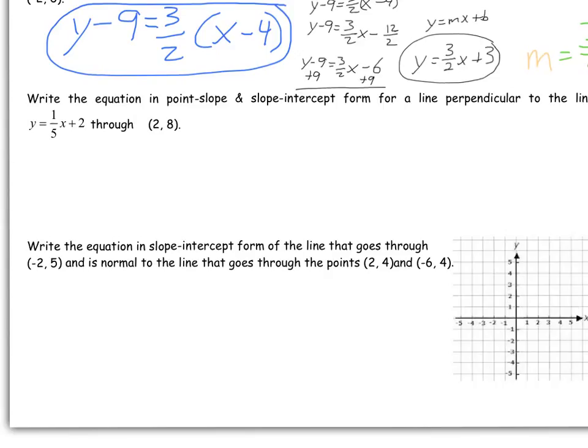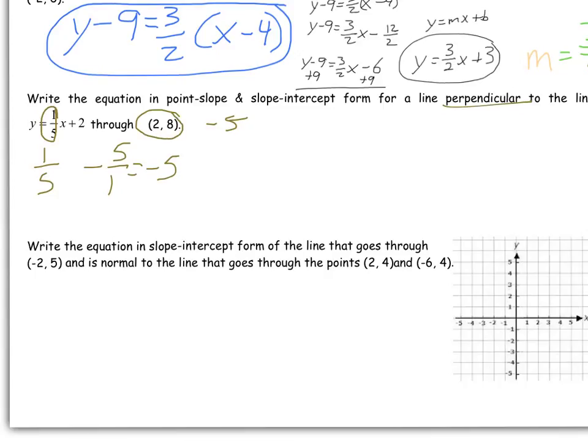So first of all, let's see if we can find the slope. The slope of this equation is 1/5. Remember, if it's perpendicular, it's going to have opposites, so it's going to be negative, and the reciprocal would be 5/1, which is -5. So the slope of my line is going to be -5. And notice it passes through (2, 8).